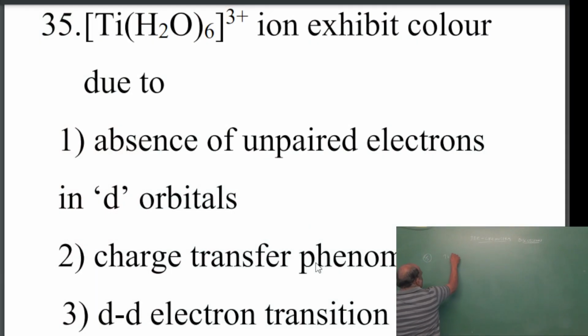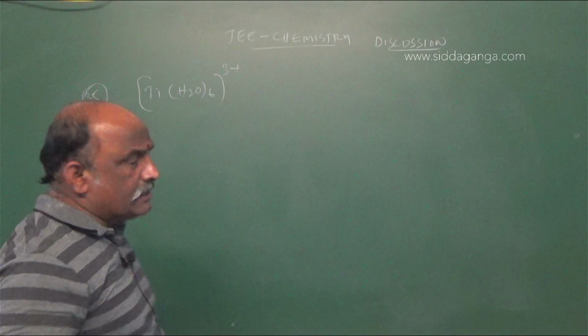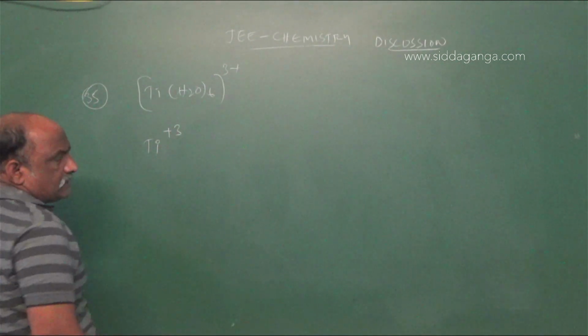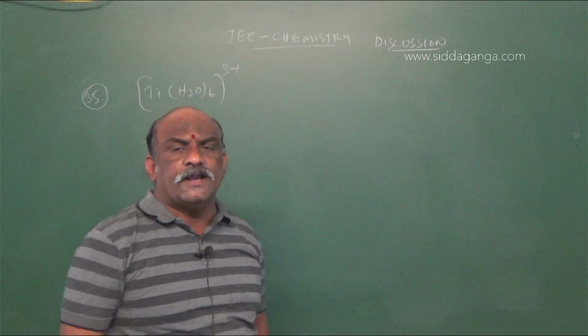[Ti(H2O)6]3+ is called the hexa-aqua titanium(III) ion. It exhibits color due to... So in this example, titanium is in the +3 state. The oxidation state of titanium is +3.